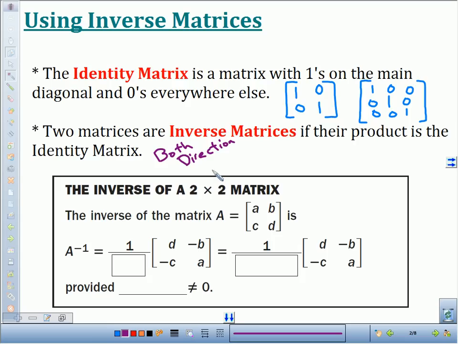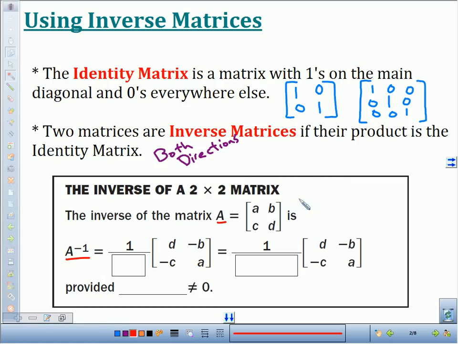Now we want to look at the inverse of a 2 by 2 matrix because that's what we're going to be using most. We want to be able to find the inverse of a 2 by 2 matrix, and we should be able to do it by hand because it's really not that complicated. Now, we refer to the inverse of A as A to the negative first. That to the negative first power makes it the inverse.